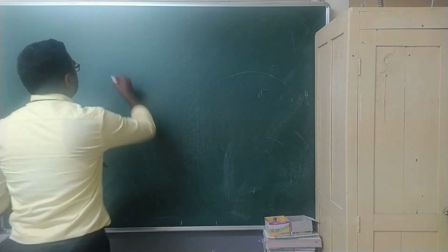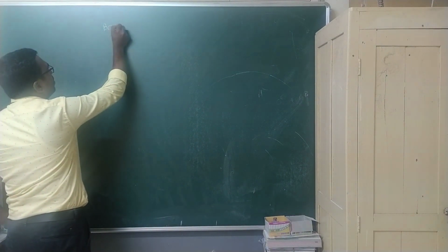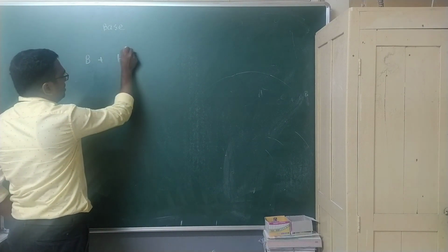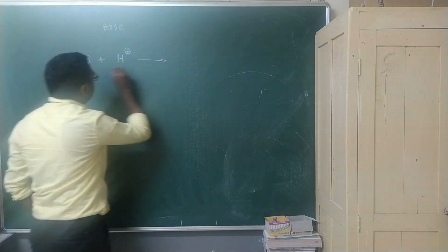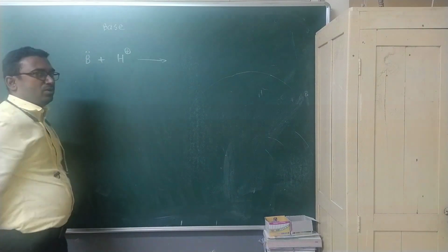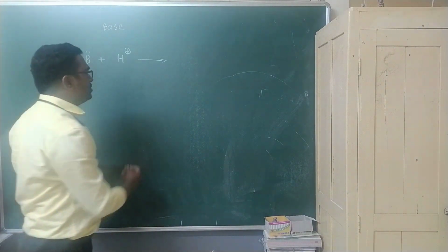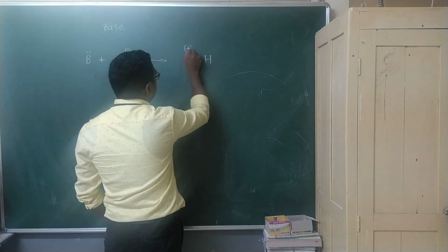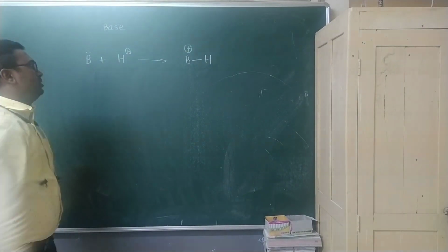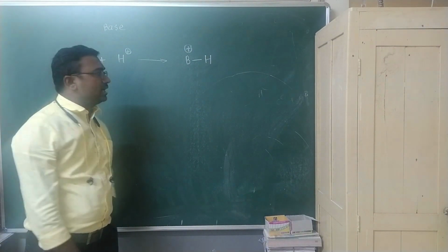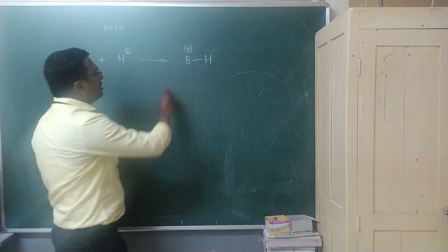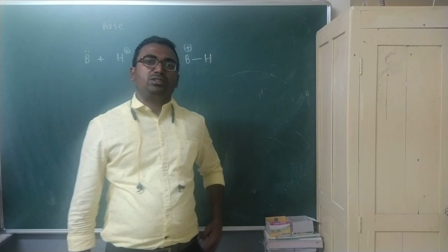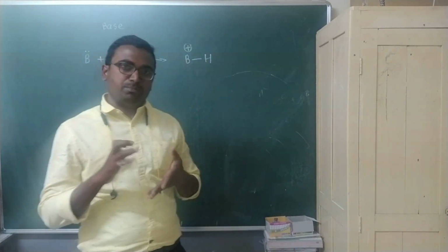What is meant by base? A base is nothing but a compound which can accept the H plus ion. Simply, a base has a lone pair of electrons, or it may have a negative charge. So it will donate a pair of electrons to the hydrogen H plus ion, and the positive charge will come on the base. So this is the main basic function of a base.